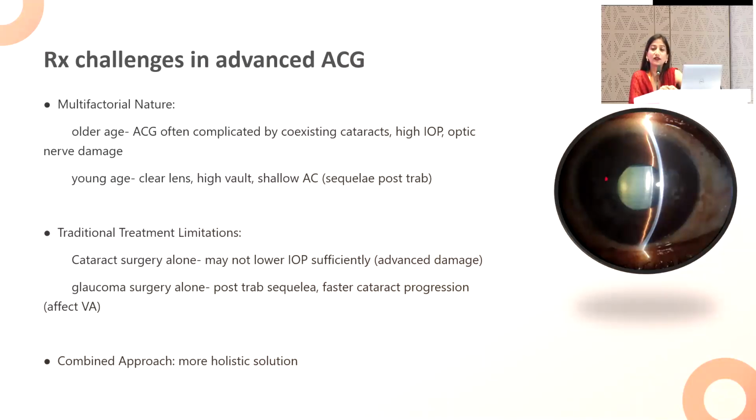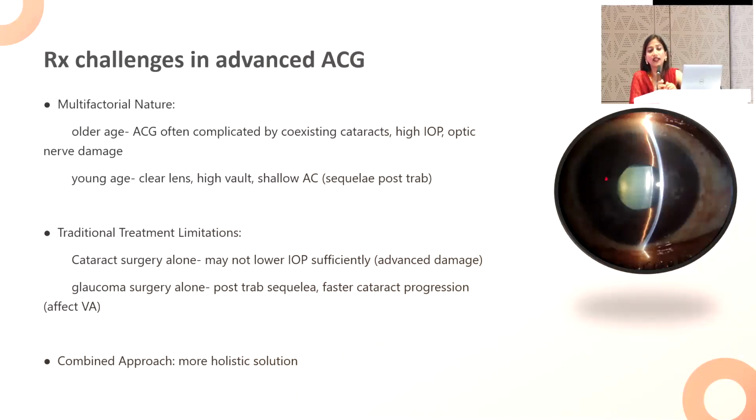When we talk about the limitations of the traditional treatment approaches, if we take up cataract surgery alone in these patients, it may not lower the IOP sufficiently, especially in advanced ACG and the kind of patient profile that comes to us, who have advanced damage with very high IOPs, sometimes in the 40s and 50s. Glaucoma surgery alone may control the intraocular pressures, but we always talk about the post-trabeculectomy sequelae and the long post-op period that we have to follow up the patient for, when we compare it with phacoemulsification. And these sequelae in a pre-existing shallow AC can be dreadful.